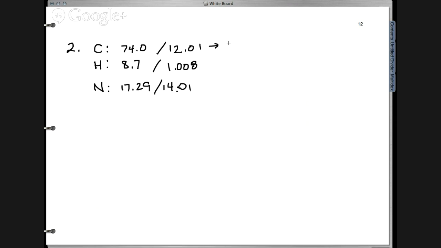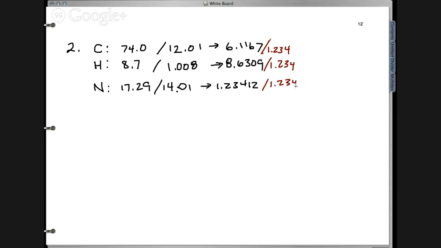This gives us 6.1167 for carbon, 8.6309 for hydrogen, and 1.23412 for nitrogen. Divide by the smallest in each case, so divide each by 1.234, and this should give us the final ratios. This gives us 5, 7, and 1, so we find our empirical formula is C5H7N.